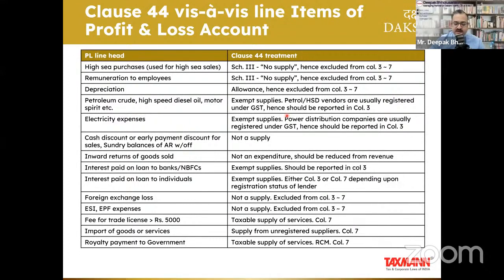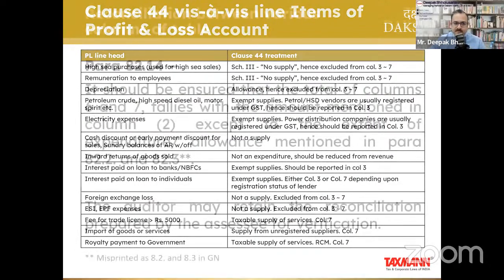Royalty payment to government, taxable supply of services, you need to pay tax under RCM on that. But since it's a supply from an unregistered supplier, it should be reported in column number 7 only.